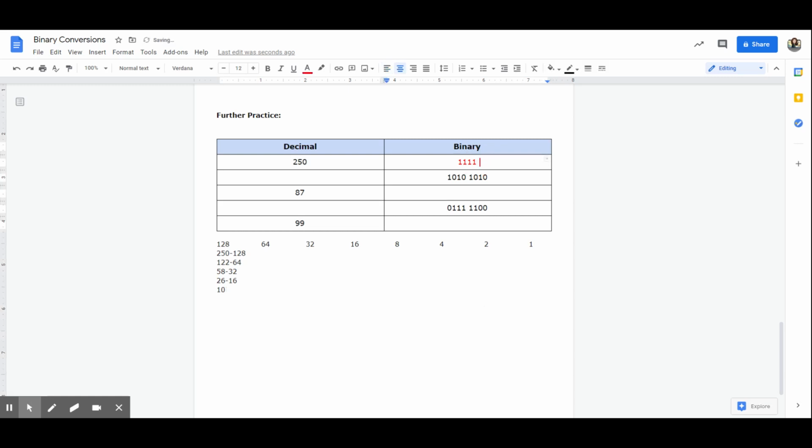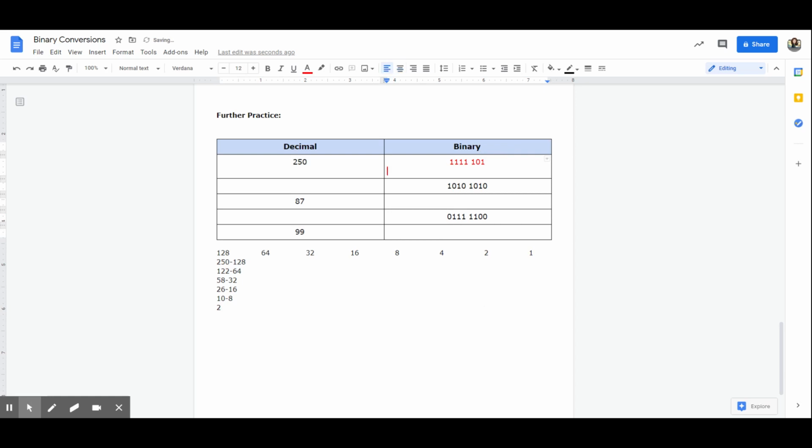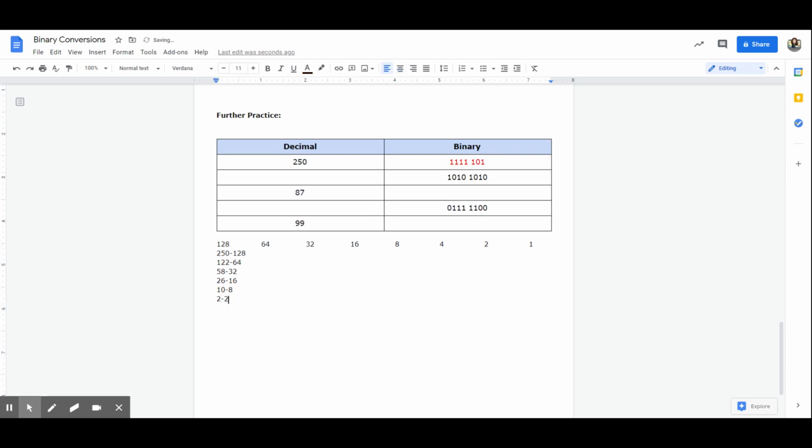Now we're in our second byte of information, which is 4 binary digits. Will all of 8 fit into 10? Yes. So now we have another 1. Now we have a remainder of 2. Will all of 4 fit into 2? The answer is no. So we have a 0 in the 4's place. Will all of 2 fit into 2? The answer is yes. So we have a 1 in the 2's place. And our remainder is 0. So none of 1 will fit into 0. The last number in our binary sequence is a 0.